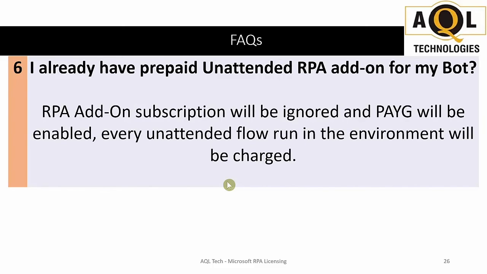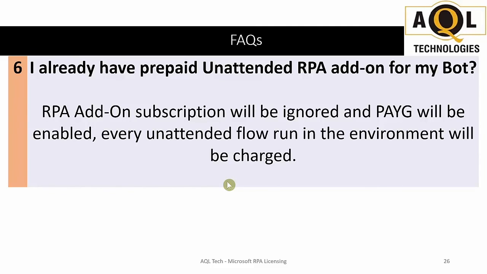Number six, I already have a prepaid unattended RPA add-on for my bot. So when it comes down to unattended add-ons, the game is completely different. So RPA add-on subscriptions will be ignored and pay-as-you-go will be enabled. Every unattended flow run in the environment will be charged. So you might as well just take your RPA add-on subscription and either cancel it out or just apply it towards a different bot.